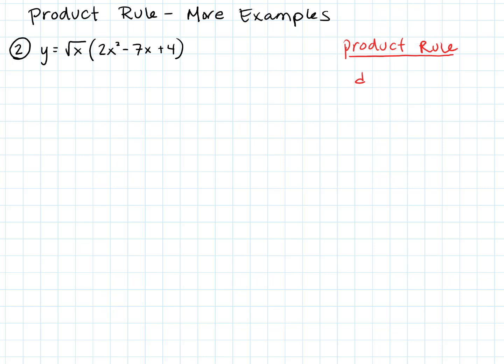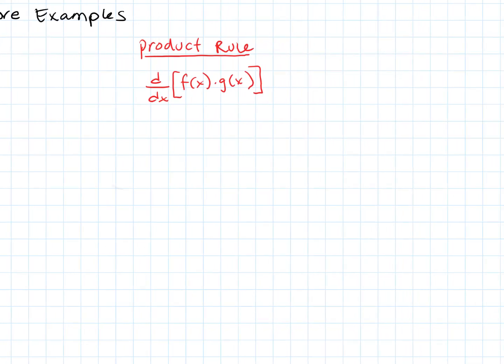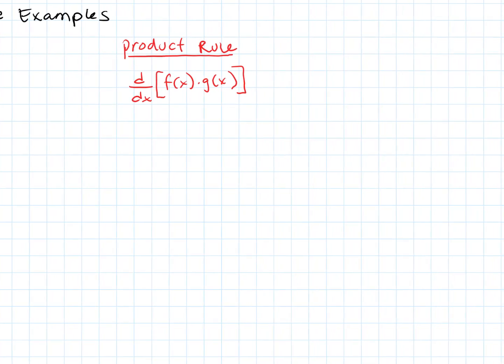So what the product rule is referring to is if we want to take the derivative of two functions that are in a product, that are multiplied together. So if we want to take the derivative of f of x times g of x, what we do, and we proved it in the previous video, is we take the derivative of f, multiply by g, plus the derivative of g, and multiply by f.